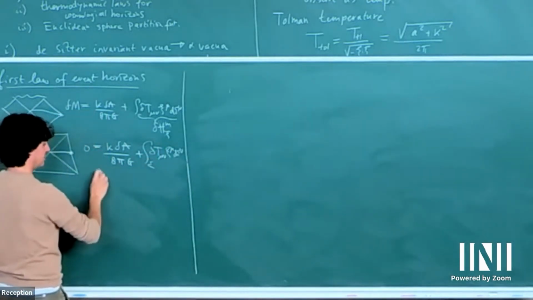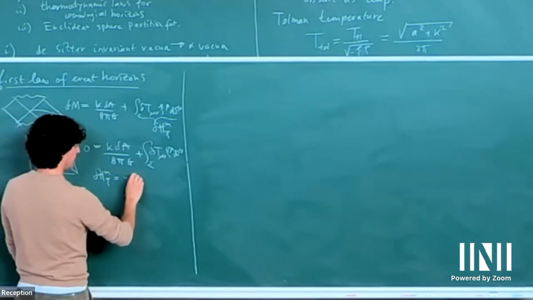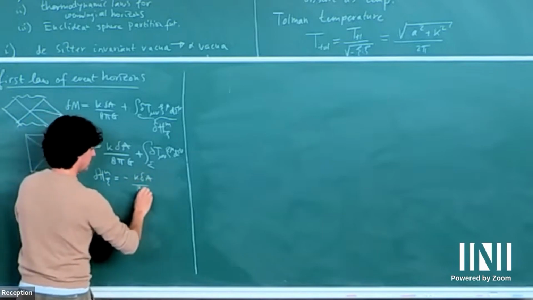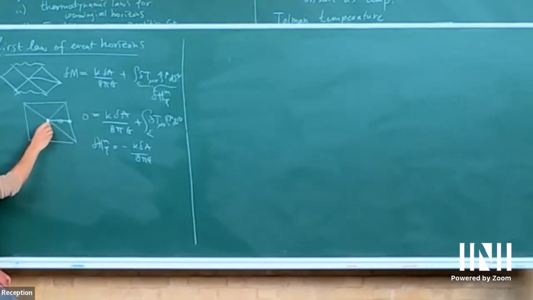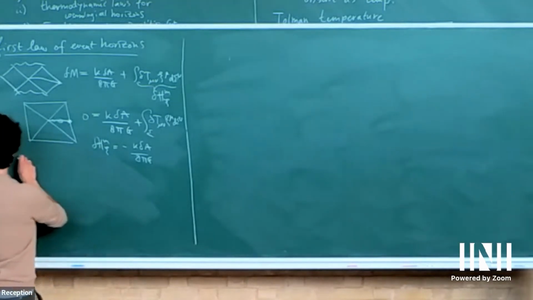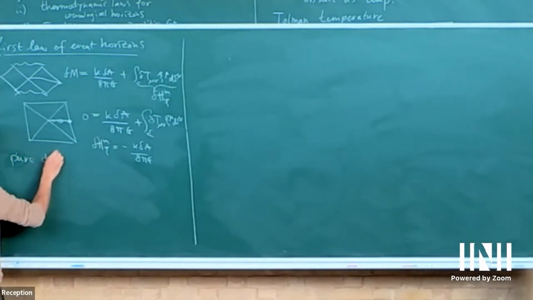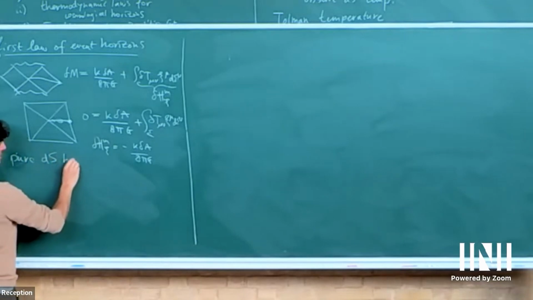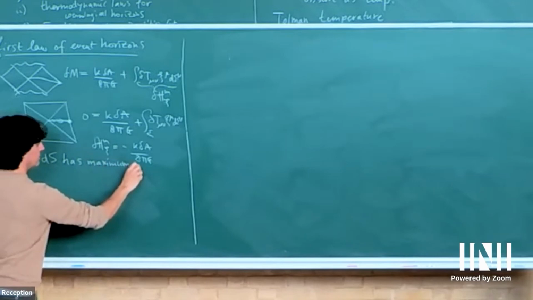Okay, and now if you take this to both sides, you get the minus sign. So this means if you put matter here, the area of the cosmological horizon actually decreases. And this is related to the fact that pure de Sitter space has maximum entropy.